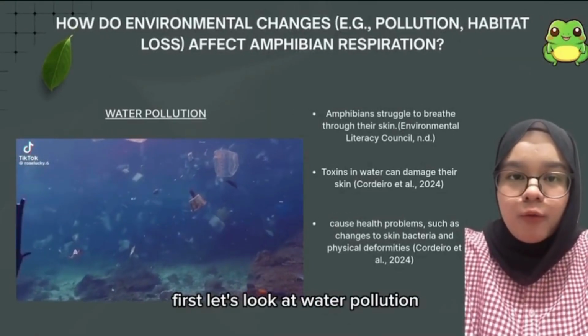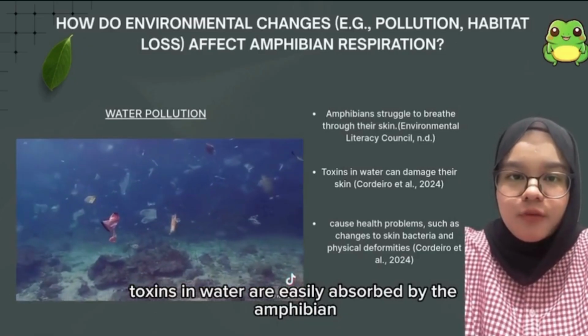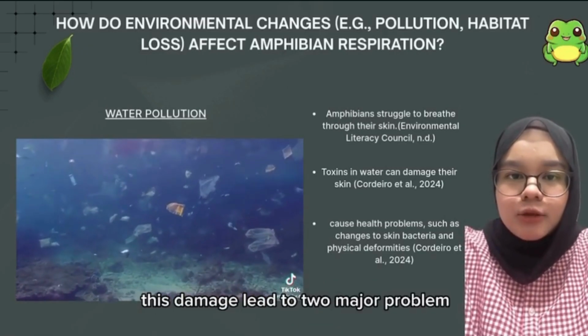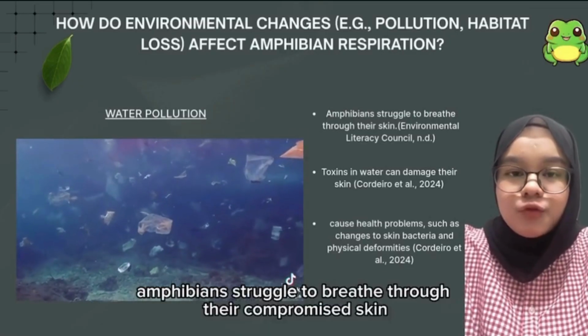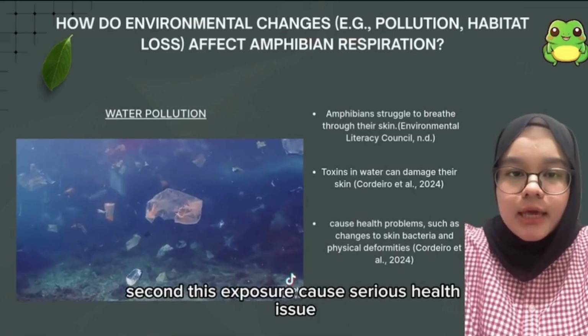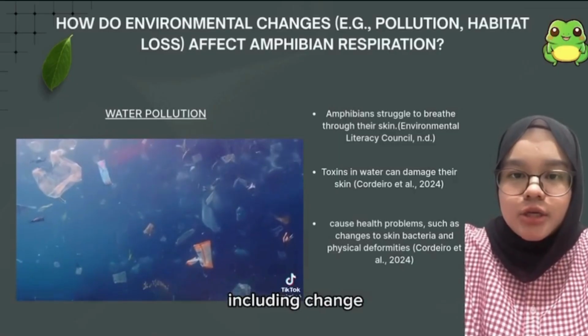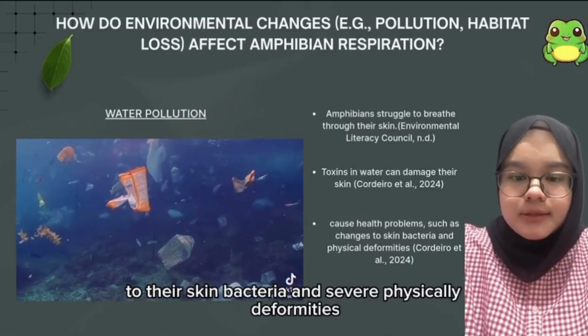First, let's look at water pollution. Toxins in water are easily absorbed by the amphibian's permeable skin, causing direct damage. This damage leads to two major problems. First, amphibians struggle to breathe through their compromised skin. Second, this exposure causes serious health issues, including changes to their skin bacteria and severe physical deformities.